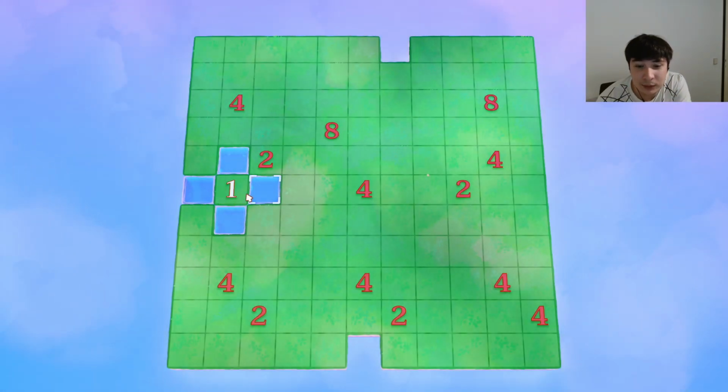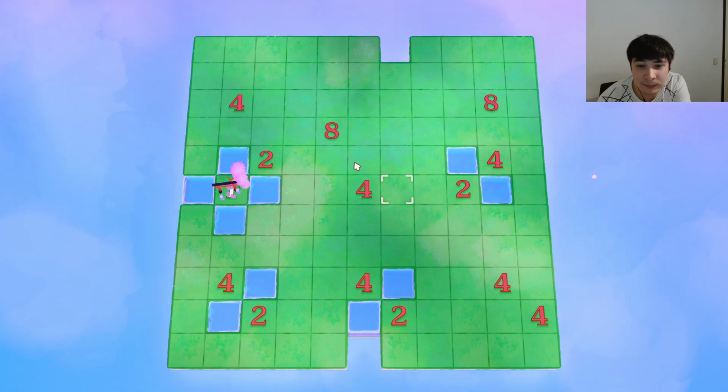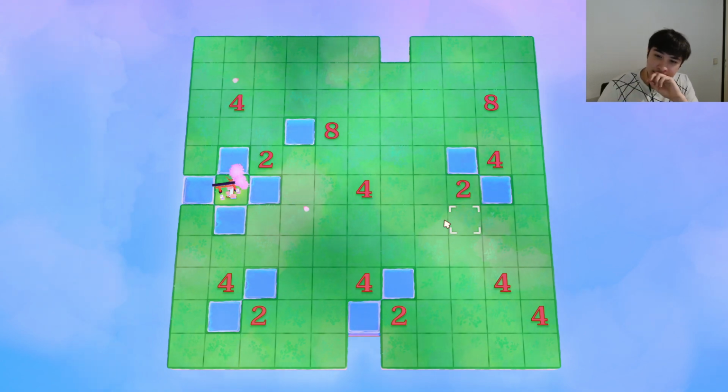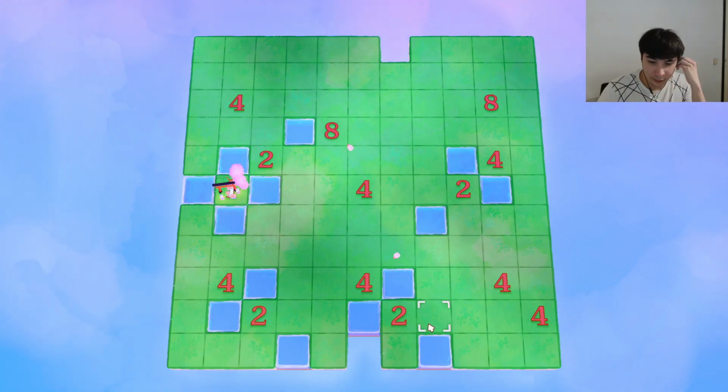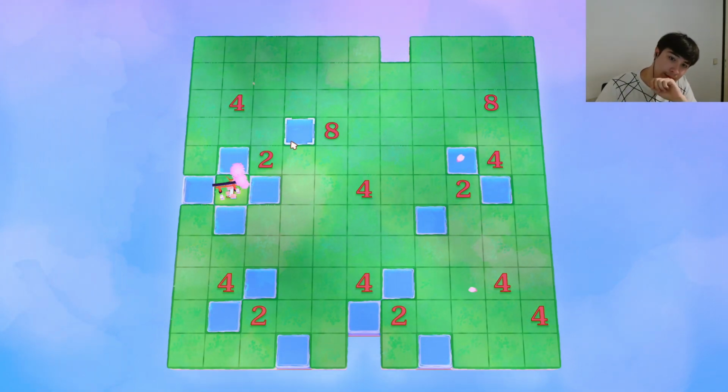Alright, power of 2. Okay, it's got a bunch of adjacent clues. Well, it's got all clues which are powers of 2: 1, 2, 4, and 8. We'll focus on the 1s and 2s first, how these flip-flop.